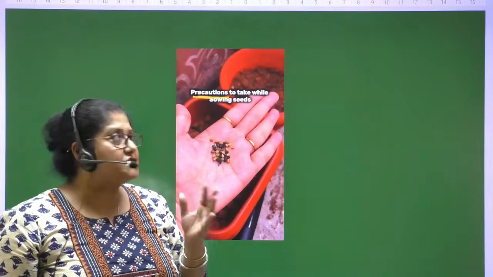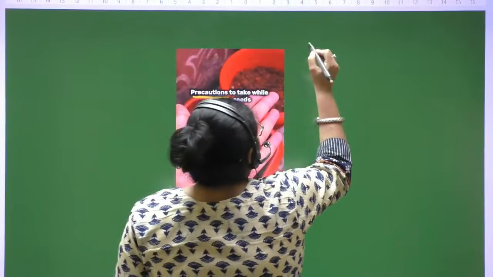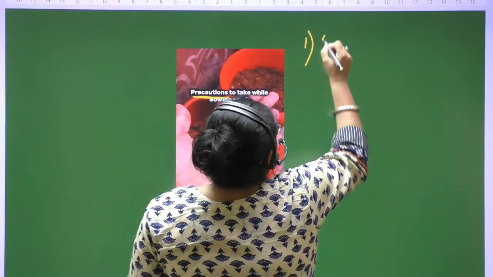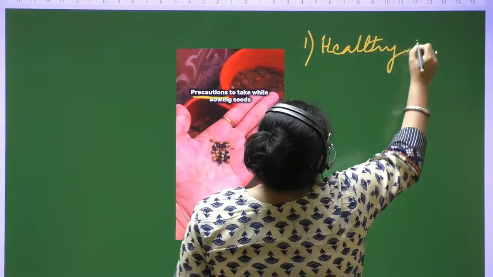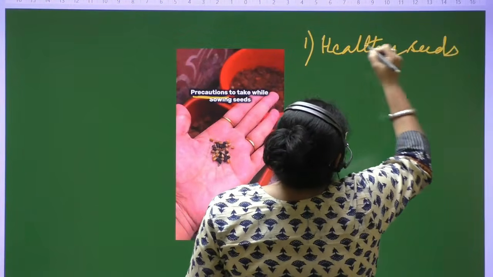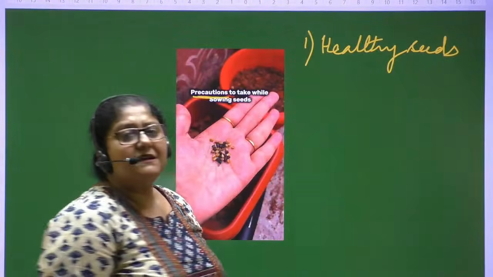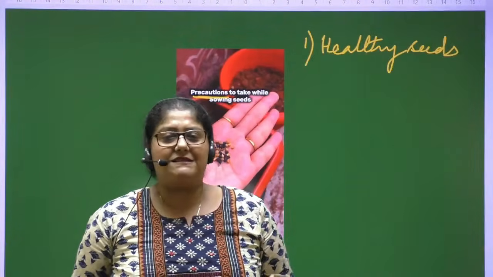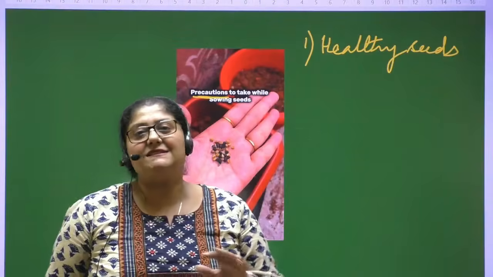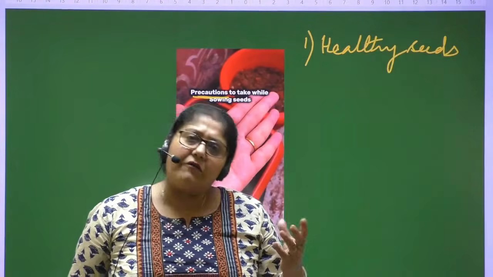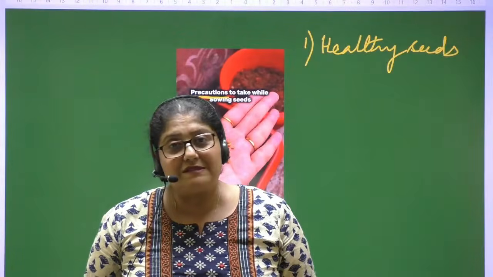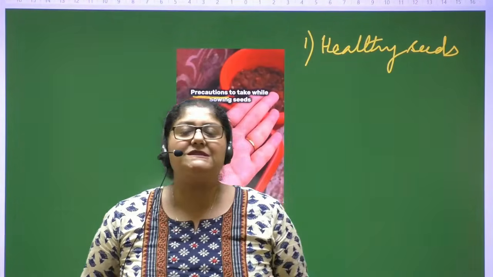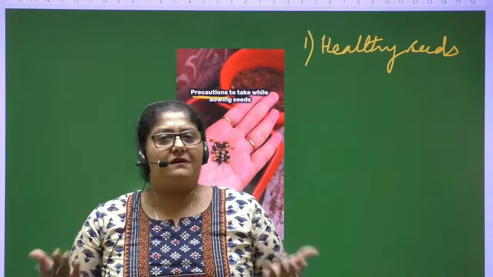So the first precaution before the seeds are to be sown is that you have to take healthy seeds for sowing. Healthy seeds are to be taken and the sick seeds, the unhealthy seeds, the infected seeds are to be discarded. But how are you going to distinguish between what is a good seed and what is not a good seed? So the best thing to do is, presume I am a farmer.